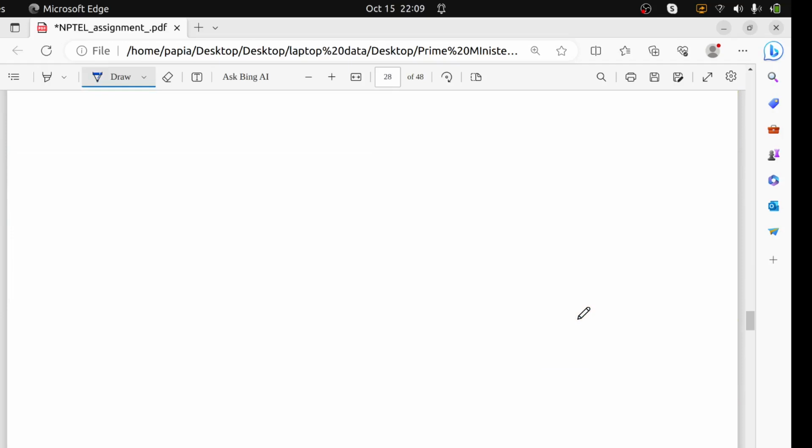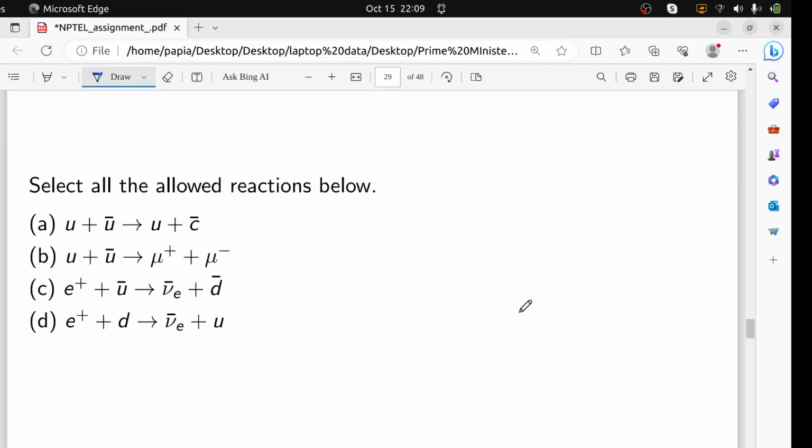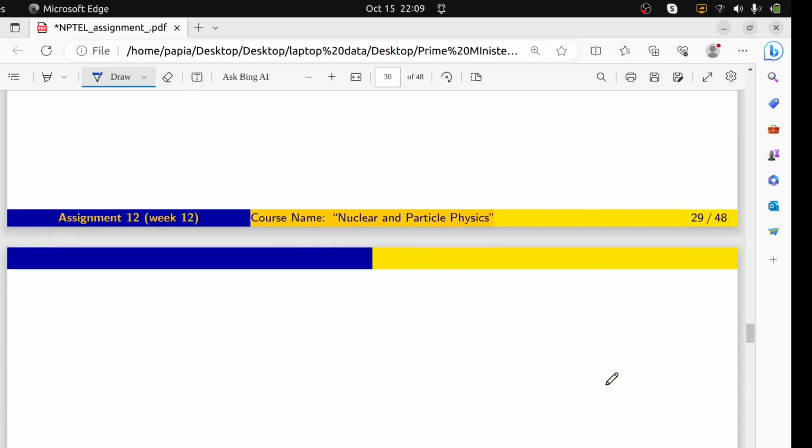Okay, now going to the next question. Select all the allowed reactions below. What are the reactions here? U plus U bar goes to U plus C bar. There are four different reactions, and we have to check which one is allowed. First one is U plus U bar to U plus C bar. Second is U plus U bar to mu plus mu minus. Third is E plus U bar to mu E bar plus D bar. Fourth is E plus D going to mu E bar plus U. So we will check one by one.